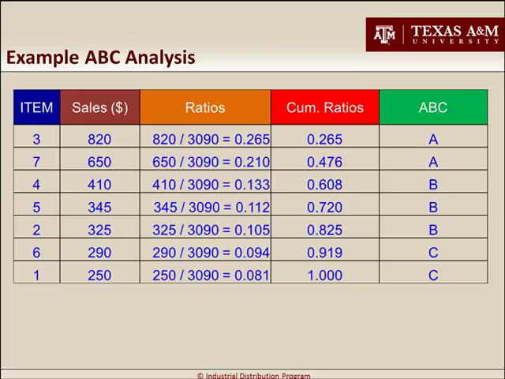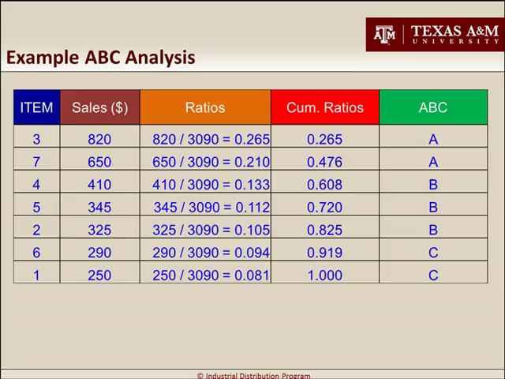The ratio is basically 820 divided by 3,090, 0.265, basically almost 26.5% of the sales come from item 3, and then 21% comes from item 7, and about 8% of the sales is generated from item 1.